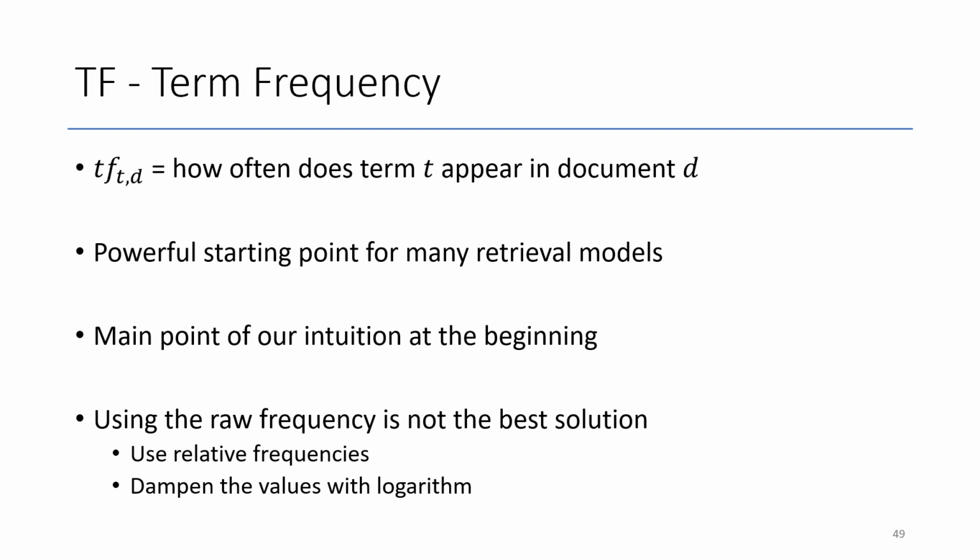So, the term frequency is a measure of how often the term T appears in the document D. It's a very powerful starting point for various retrieval models, and it also is the main point of our intuition from the beginning. However, empirical evaluation over time showed that using the raw frequency is not actually a very good solution. So you can either use relative frequencies or you can dampen the values with a logarithm.